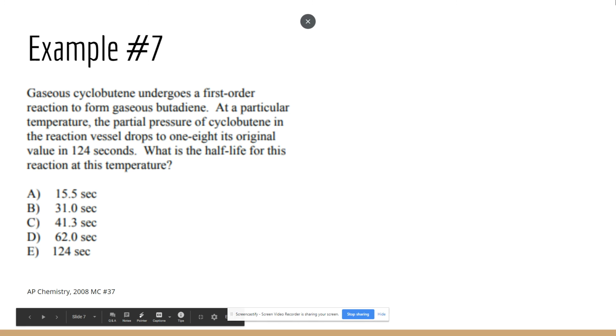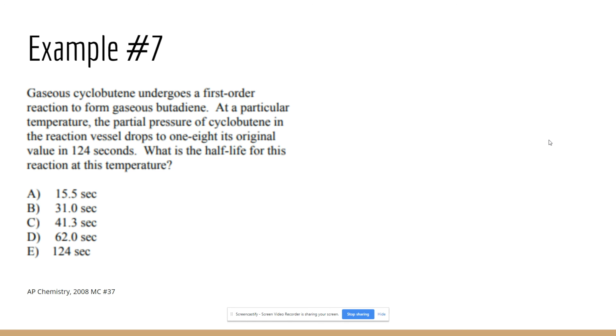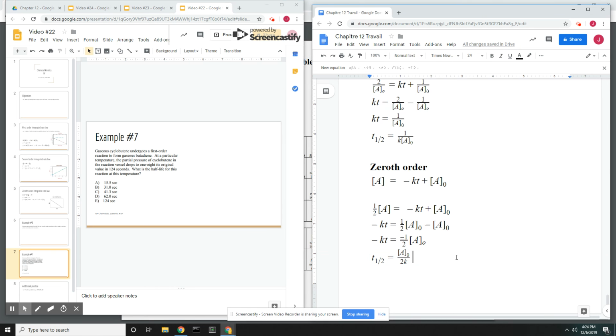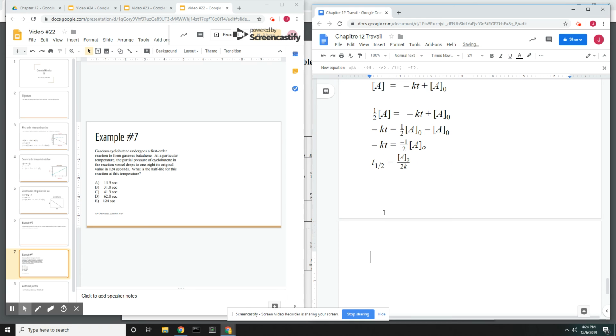Pause here. Right, so now we just have a multiple choice question taken from 2008. So it drops to 1/8 of its original value. So 1/8, so 1 divided by 2 is just 0.5. Divided by 2 again is 1/4. And divided by 2 again is 1/8. So that was 3 half-lives.